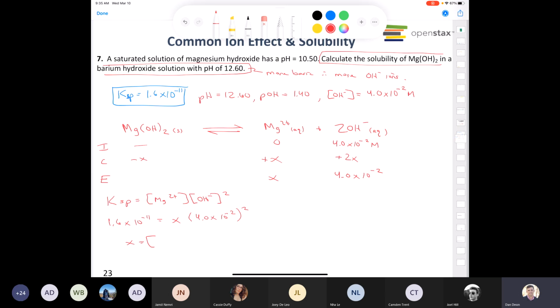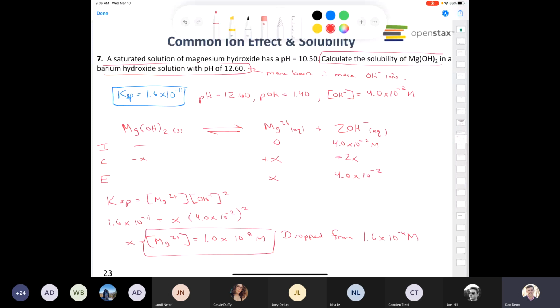And I get the x, which is equal to the solubility of my magnesium, is equal to 1.0 times 10 to the negative 8 molar. And there you have it. And you see that it's dropped, right? It's dropped from, what was it originally? 1.6 times 10 to the negative 4 molar. Okay, so it went down dramatically.